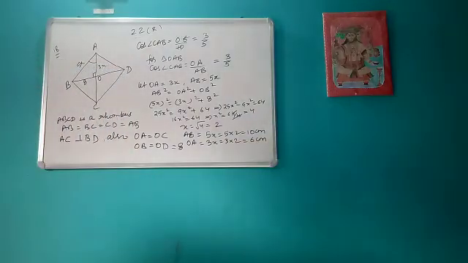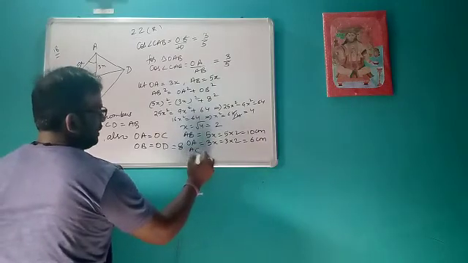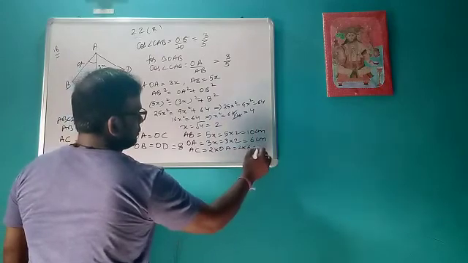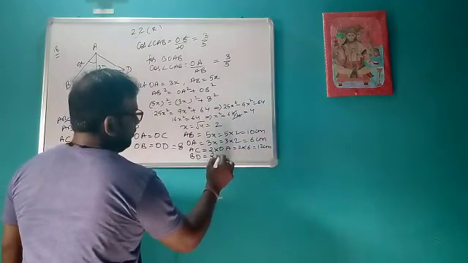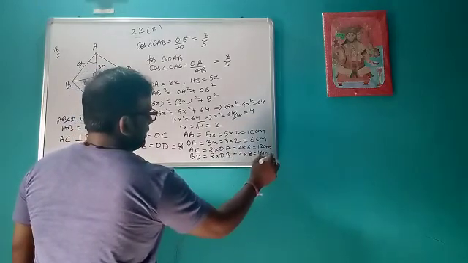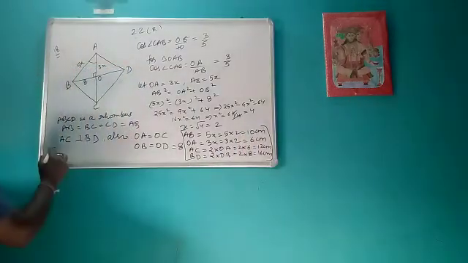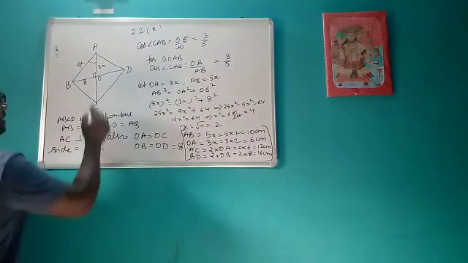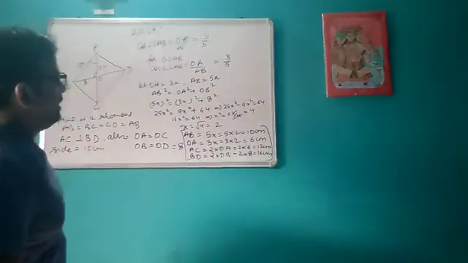So what we need is the sides. OA is equal to 6. That means what is AC? 2 into OA, that is 2 into 6, 12 centimeter. And what is our BD? 2 into OB, that is 2 into 8, 16 centimeter. So this will be our answer. The side will be equal to 10 centimeter, and the diagonals will be 12 centimeter and 16 centimeter.